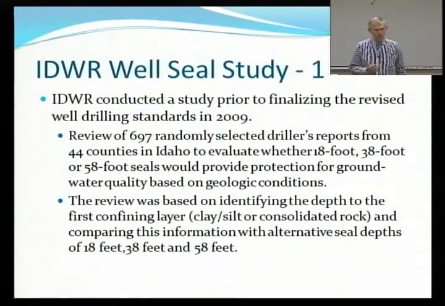The Idaho Department of Water Resources staff did a review and looked at well driller reports on file from around the state to determine the depth of the confining layer, as best they could identify from the geology on the logs. They compared that to the alternatives of an 18-foot surface seal, a 38-foot surface seal, or a 58-foot surface seal. The whole idea is that if the confining layer is at 25 feet, then an 18-foot seal would not be adequate, and a 38-foot seal would be adequate.